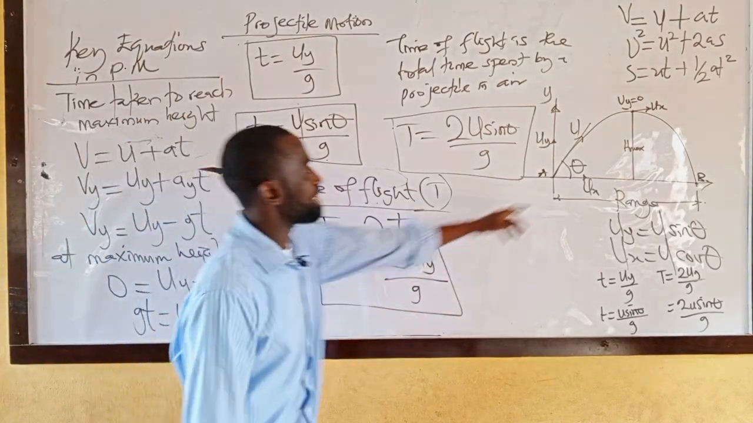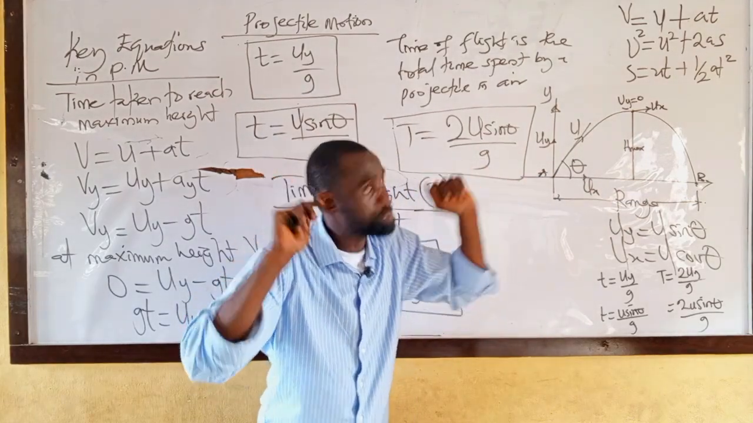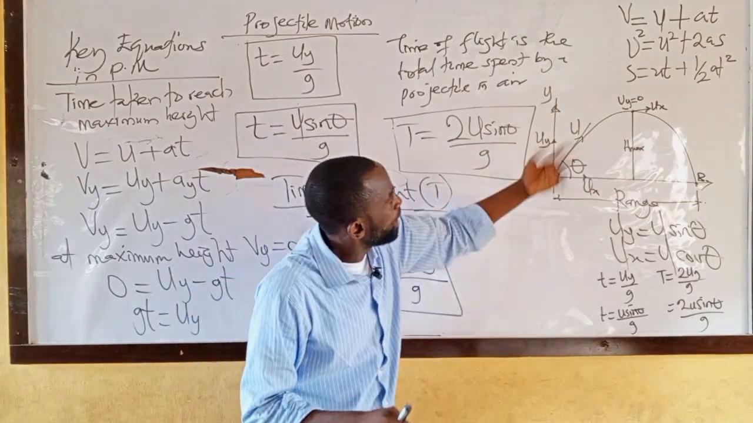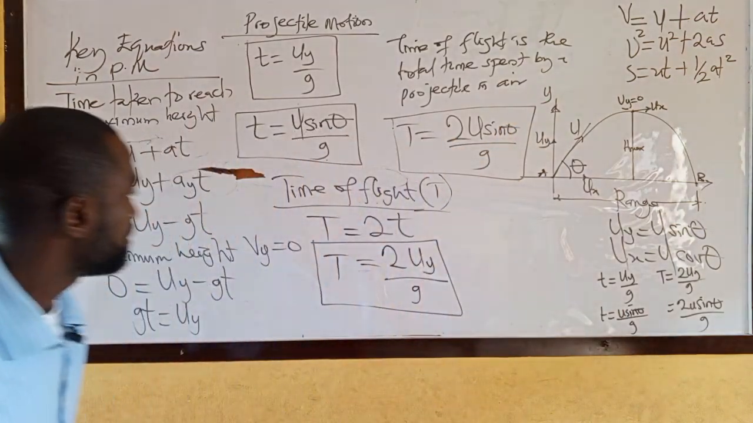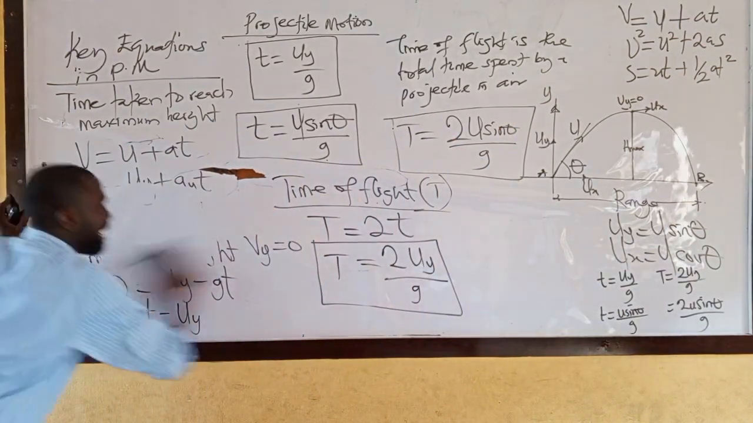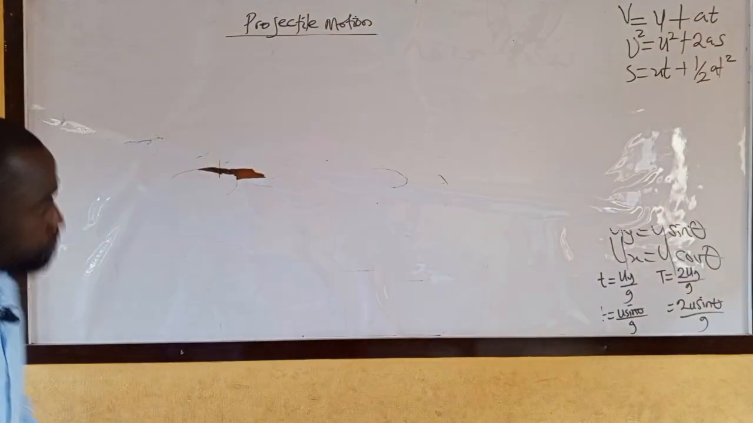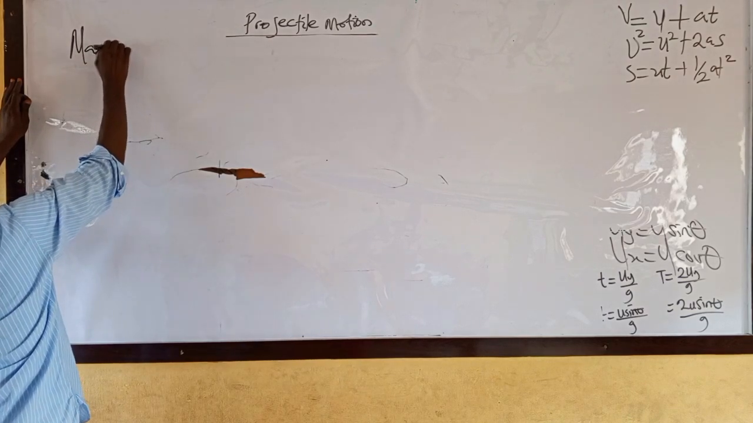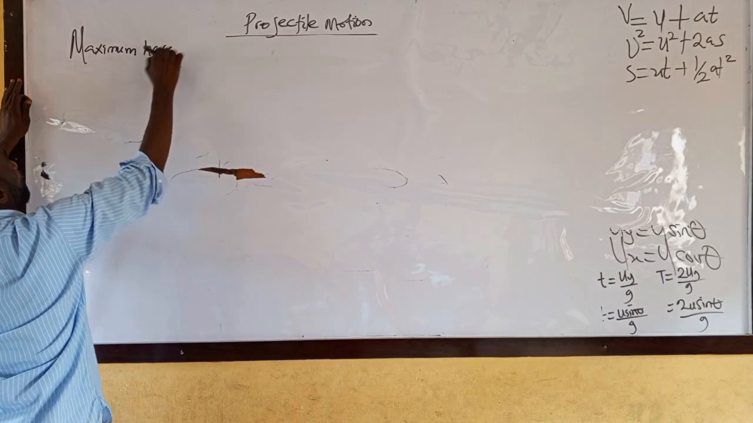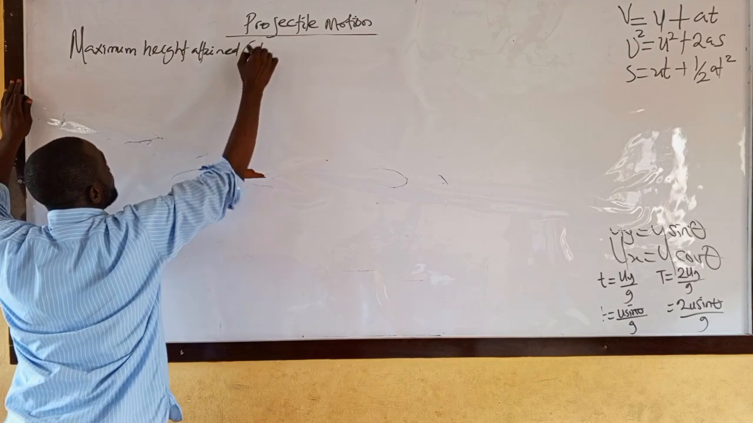So, what's the maximum height attained? This is maximum height. I'm going to use capital H for maximum height. Are you with me? Which of the formulas can I use for maximum height? So let us go. For maximum height, there is no time. So now, maximum height attained.